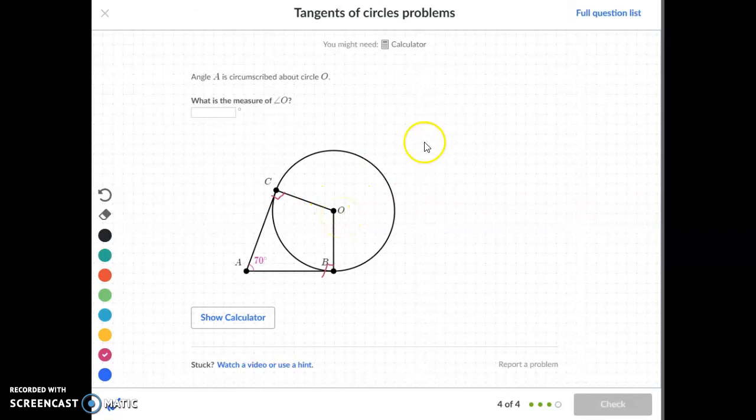We know that this is a quadrilateral, so again, we have 360 degrees, and we're subtracting the angles that we know to find angle O, so we know 90 degrees. We know another 90 degrees, and we know 70 degrees. And when we subtract 360 minus 90 minus 90 minus 70, we get 110. So the central angle is 110 degrees.